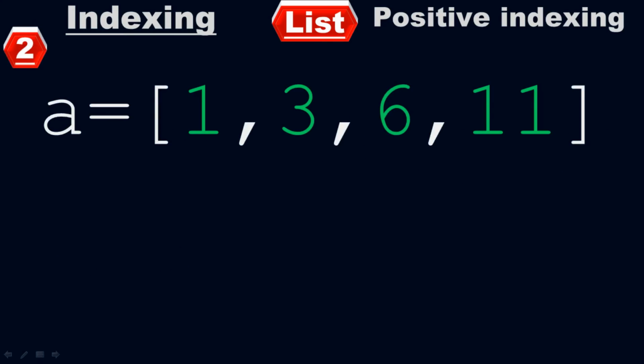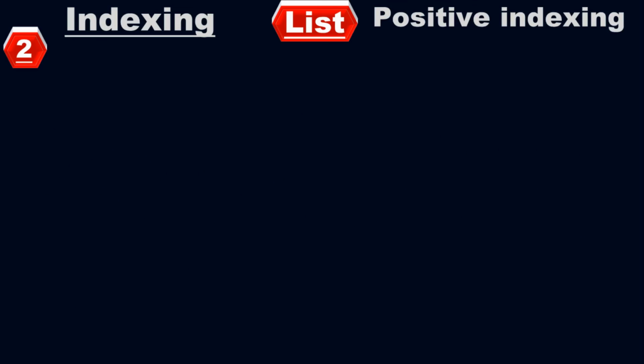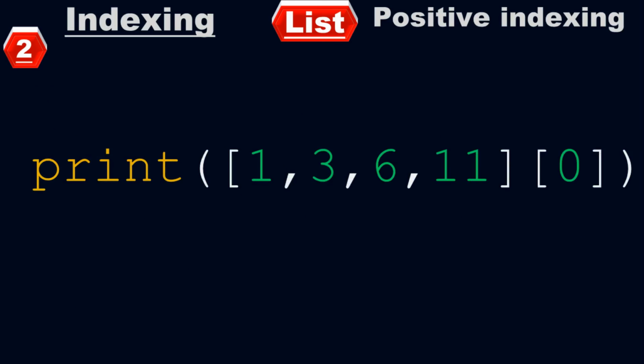Example number 2. a equals to 1, 3, 6, 11. Take the print of a of 0, it returns 1. Look, this time I took the index value 0. At 0 we have element 1. 0, 1, 2, 3. Indexing starts from 0. So at 0 we have 1, therefore it returns 1 here. Print of a of 0. In the second method, directly put the print function, print of 1, 3, 6, 11 of 0. It returns the same 1.